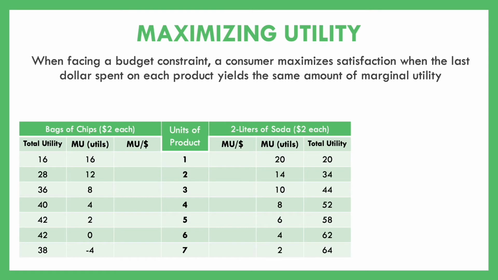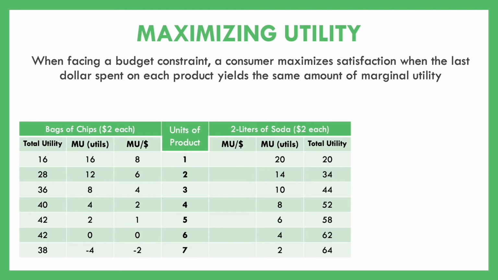And then finally, in order to use that utility maximizing rule, we need to understand the marginal utility per dollar for each one of these different options, for each additional unit. And so we start off with the bags of chips. For that first bag of chips, we get 16 additional utils. We divide that by a price of 2, and we get 8. Then we do 12 divided by 2, and we get 6. We do marginal utility of 8 for the third bag of chips, so we get 4, and so on.